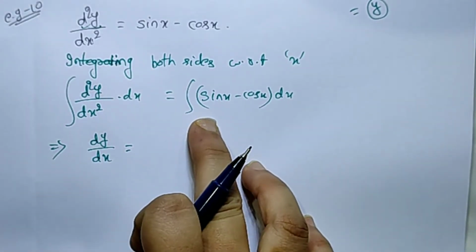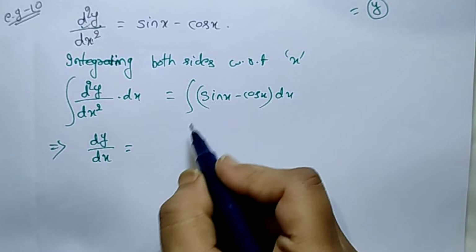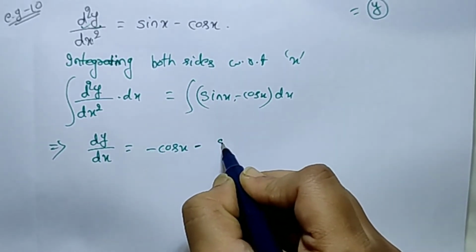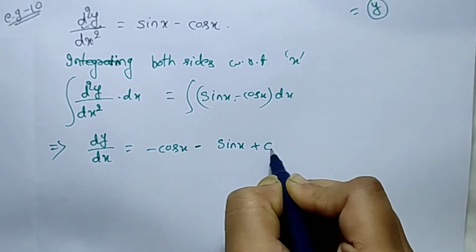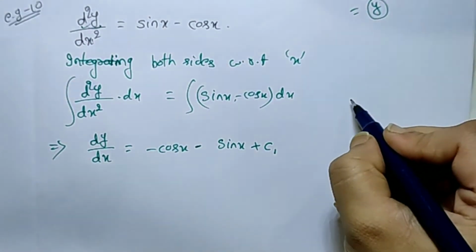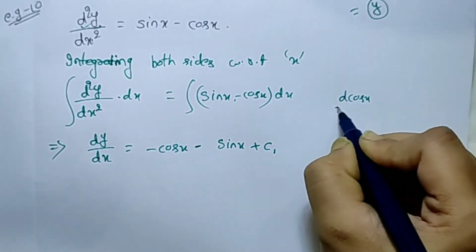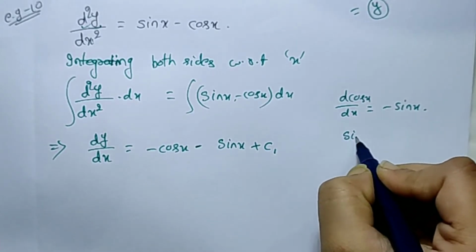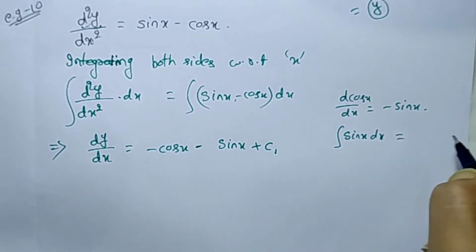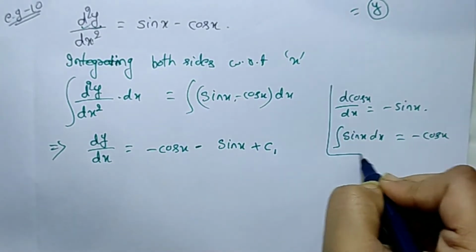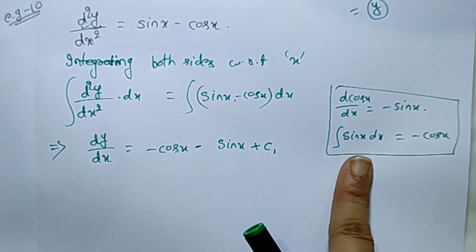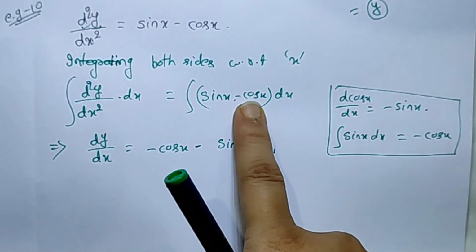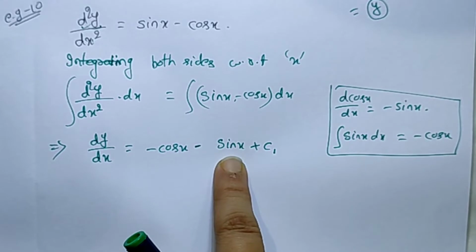integration of sin x, which is what? Minus cos x. And minus cos x integration is sin x plus c1. c1 is an arbitrary constant. See, the derivative of cos x is minus sin x. So integration of sin x is minus cos x, because integration is the antiderivative. Similarly, the derivative of sin x is cos x. So integration of cos x is sin x. Clear?